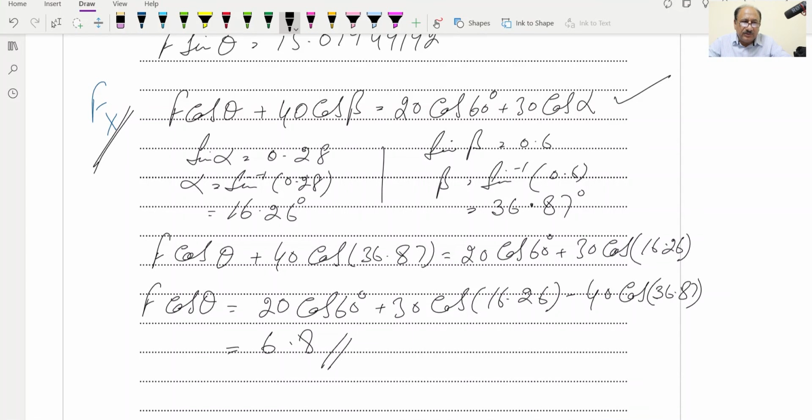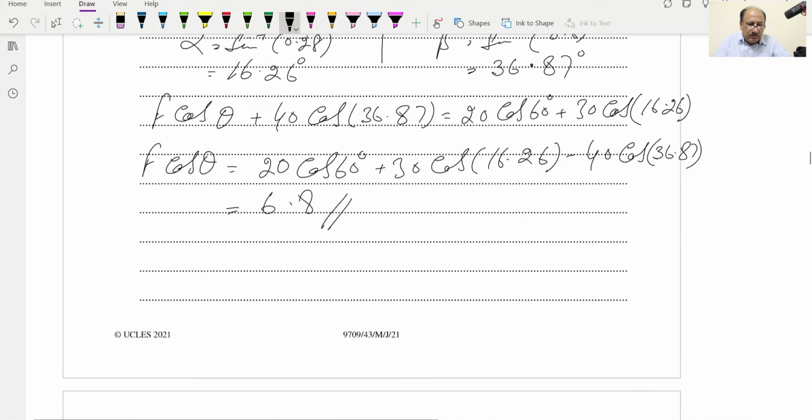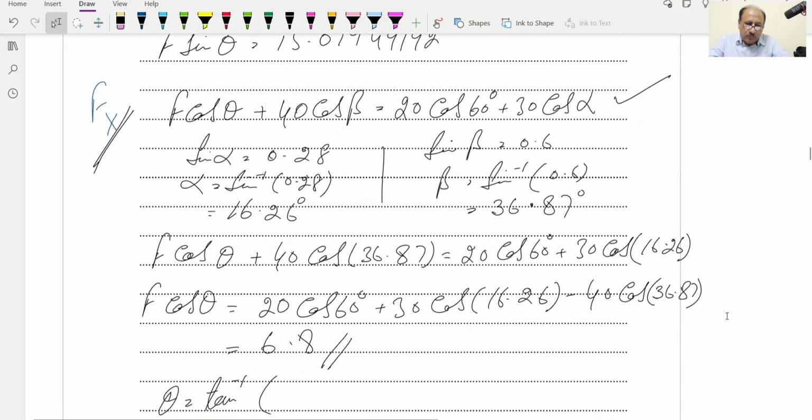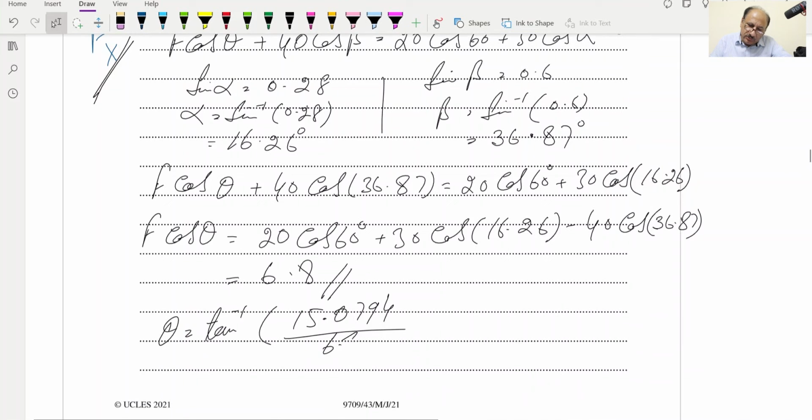So we got F sin theta, F cos theta. So theta will be equal to tan inverse of y value over x value. So what is the y value? The y value is this one, basically 15.0794, divided by 6.8.